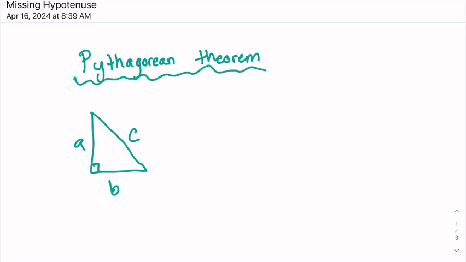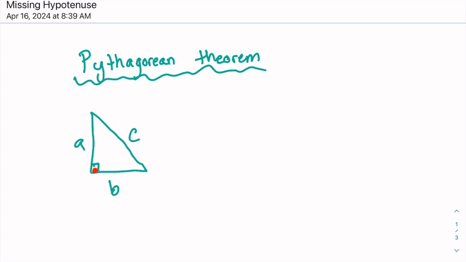Pythagorean theorem is a rule having to do with right triangles, which are triangles that have right angles in them. Right angles are 90 degrees. So I have an example triangle here with a right angle. And when you look at this triangle, we're going to label the sides of the triangle.